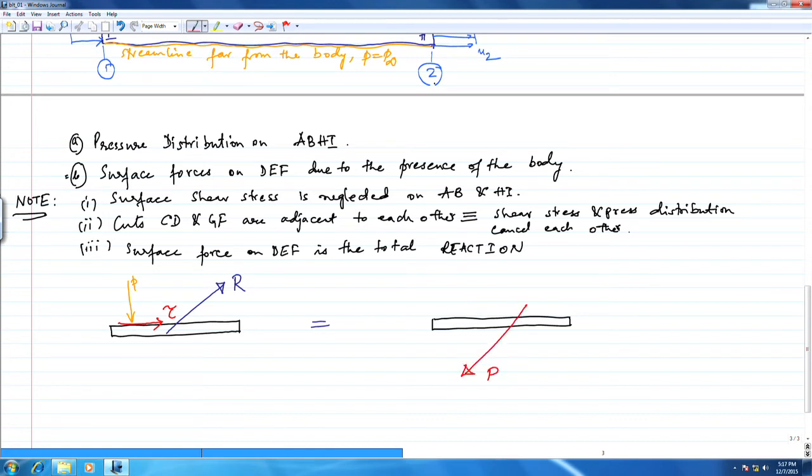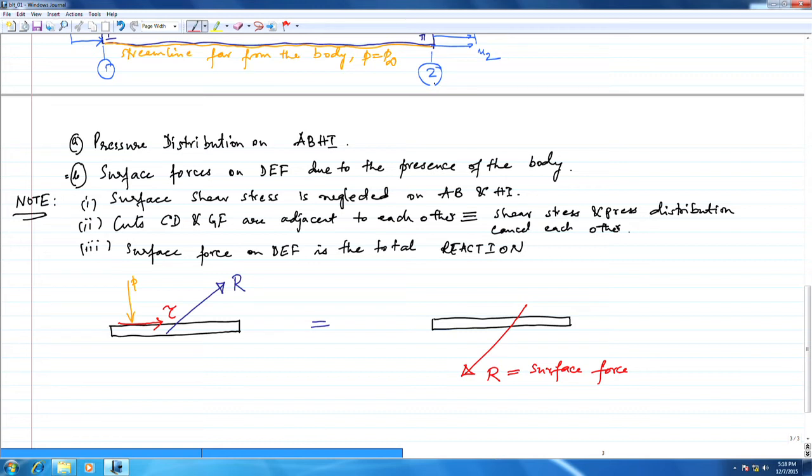So, this is also exactly equal and opposite to this R. So, this is basically the surface force on DEF. The reason I am trying to dwell on this a little bit is because the surface force consists essentially of pressure forces and shear stress. So, when I integrate the pressure and shear stress on the surface, I get a reaction.